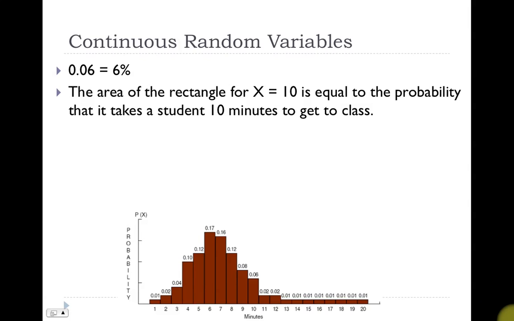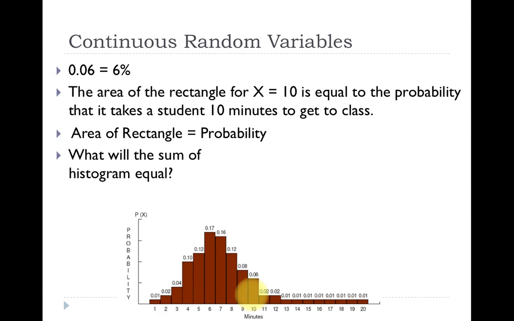The area of the rectangle for x equals 10, which is this one right here, is equal to the probability that it takes a student 10 minutes to get to class. So the area of the rectangle is width, which is 1, times 0.06, the height, so the area of the rectangle is 0.06. Area equals probability. Area of the rectangle equals probability.